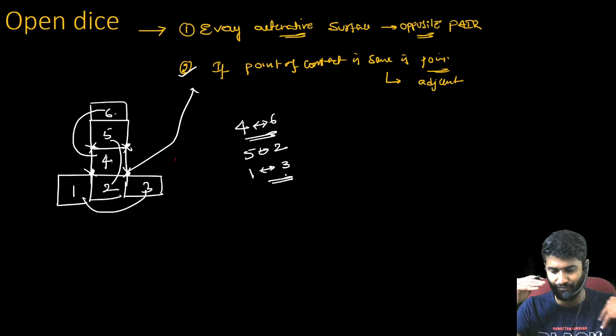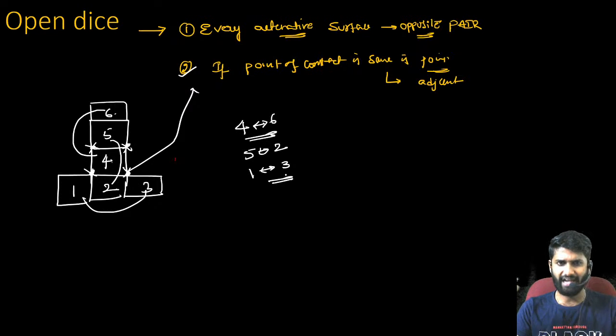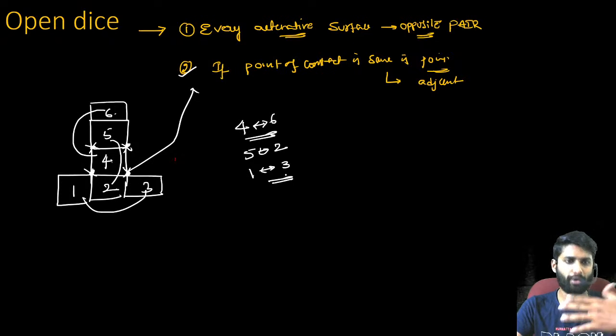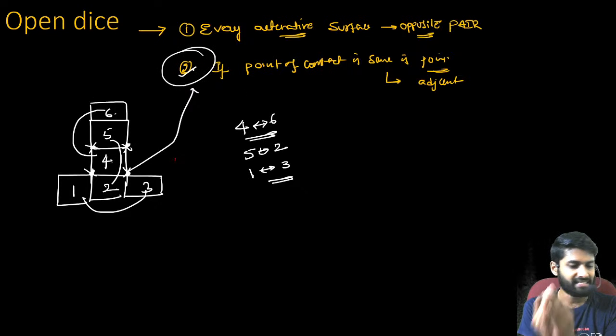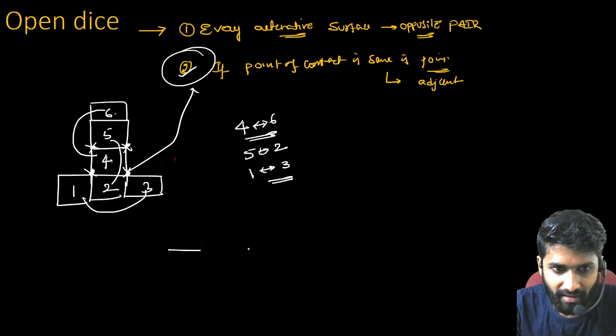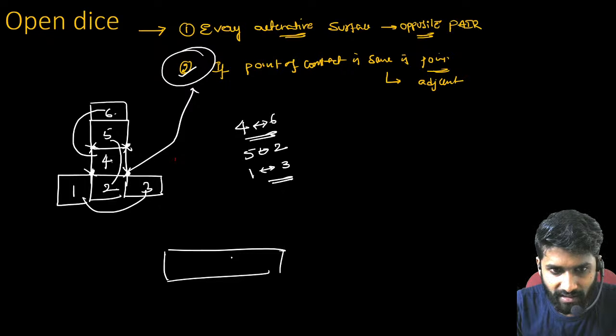Clear? If any diagram is given, just identify that every alternative surface is the perfect opposite pair. If it is difficult for you to recognize the opposite pair, then you can go to the second point. If the point of contact is in the same line, it is always adjacent. It is never an opposite number. Clear?